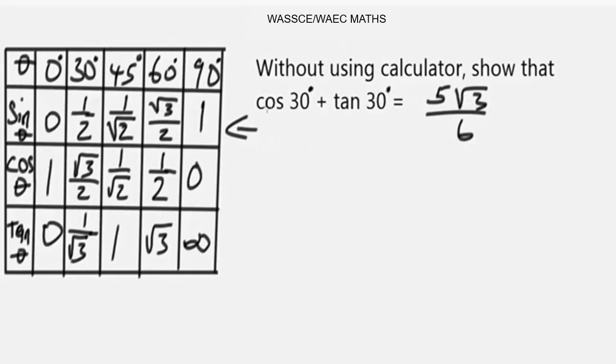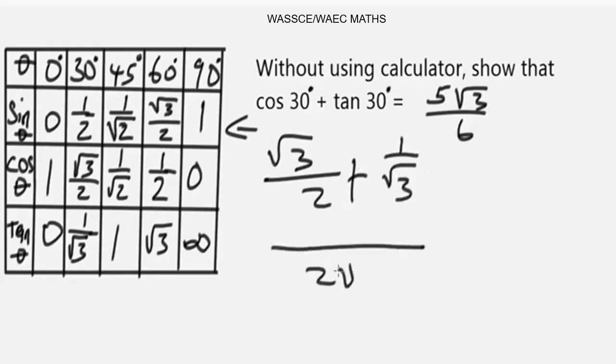So to begin with, from this table, cos 30 degrees is what? Root 3 over 2, plus tan 30 degrees is what? We have it as 1 over root 3. So we're going to find the LCM. The LCM is what? 2 root 3.